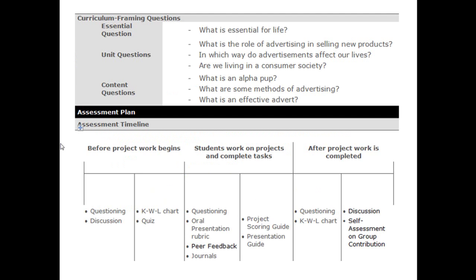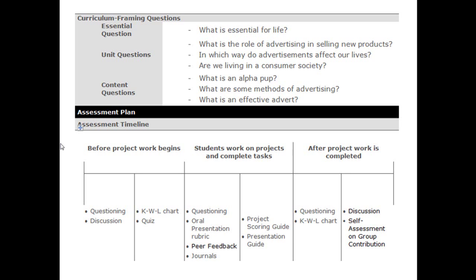The essential question for my unit is, what is essential for life? And there are three questions for the unit question part and another three questions for the content question part, as you can see.